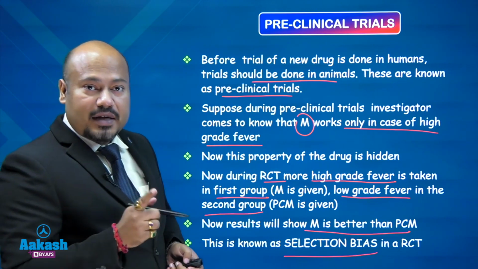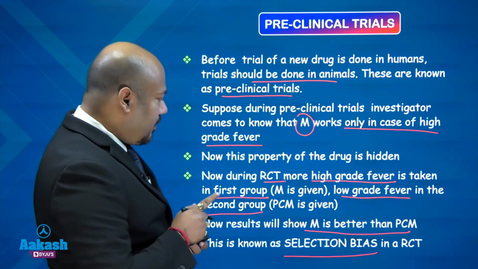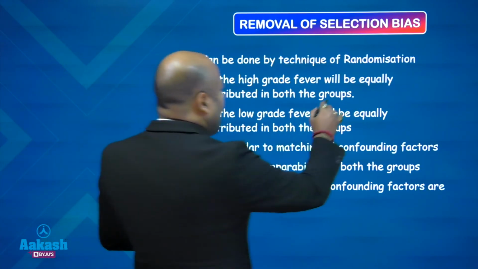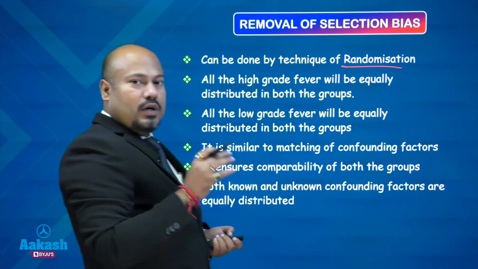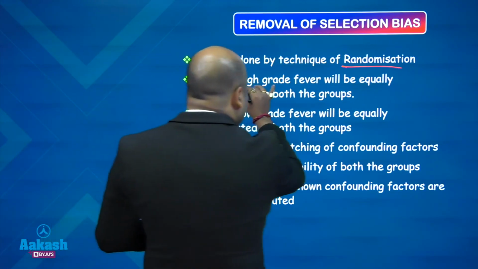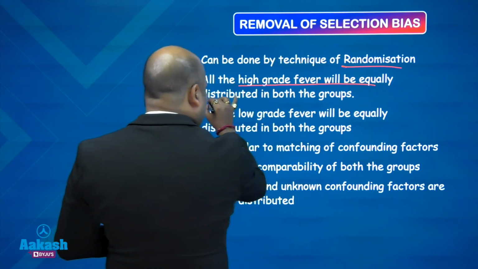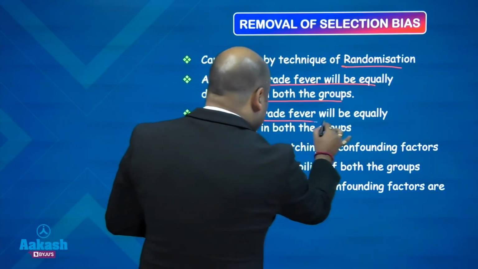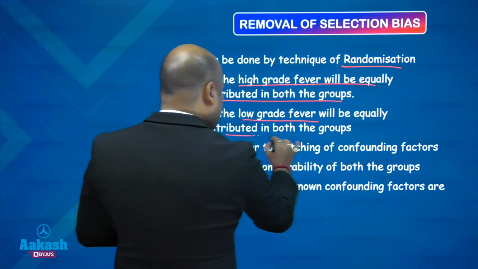So how to eliminate selection bias in a randomized control trial? This can be done by randomization. What is the meaning of the word randomization? Equal distribution. That is, all the high grade fever will be equally distributed in both the groups, okay? All the low grade fever will also be equally distributed in both the groups, okay?